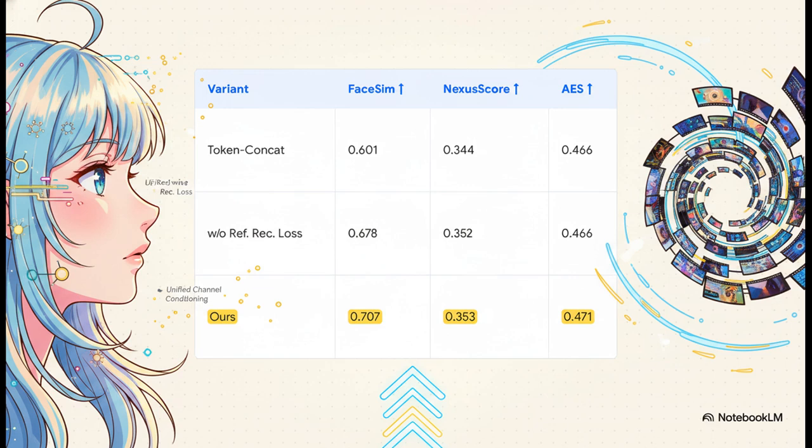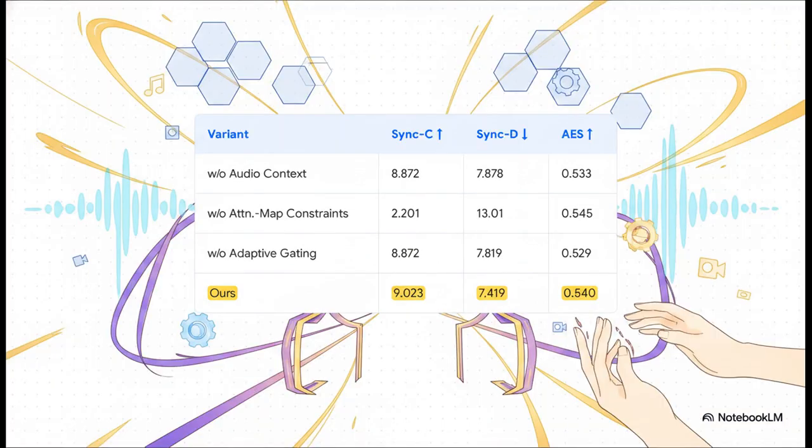The data here is crystal clear. The hours row, which is their full method, gets the best scores for preserving the subject's identity. That's what FaceSim and Nexus Score are measuring. And look at the row right above it, the one without the reference reconstruction loss. See that big drop in performance? That's the proof right there. It shows that that one specific loss function is absolutely vital for making sure the generated person looks like the reference photo.